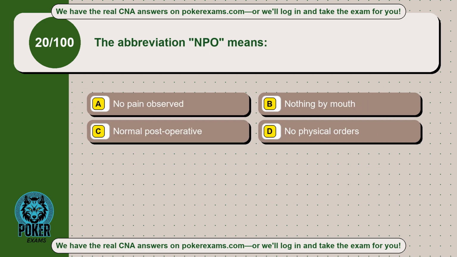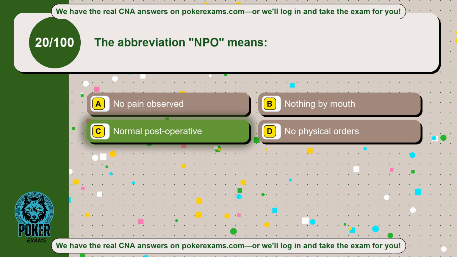Question 20. The abbreviation NPO means: Option A: no pain observed. Option B: nothing by mouth. Option C: normal post-operative. Option D: no physical orders. The correct answer is option C.